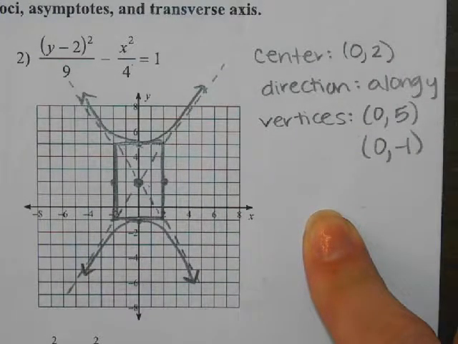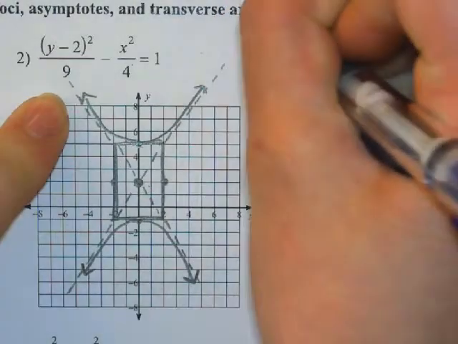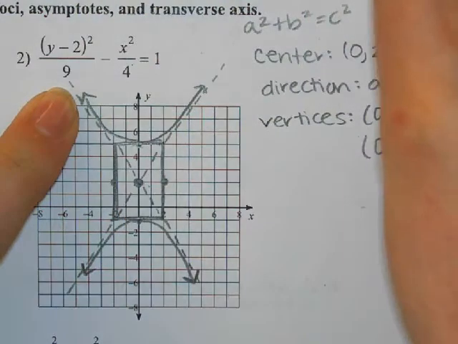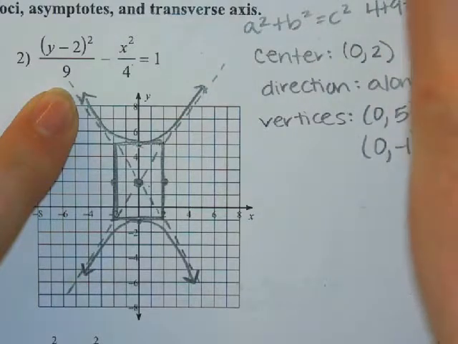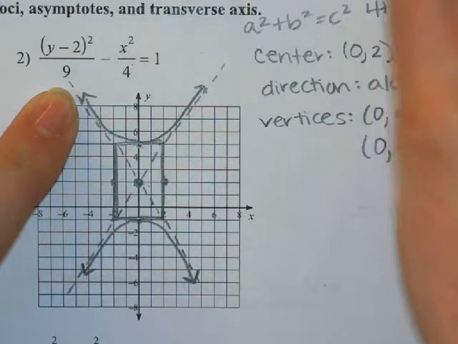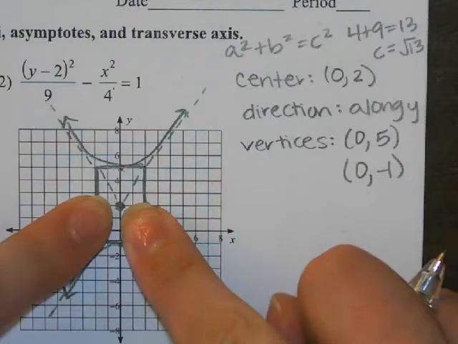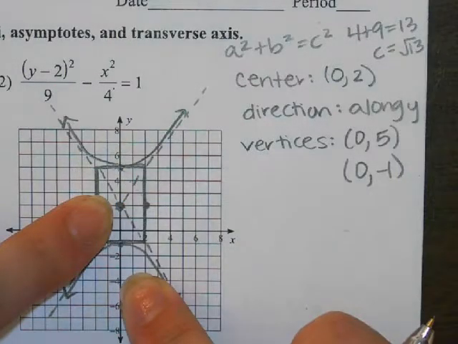All right, how do we find the foci? It's c squared equals a squared plus b squared. So we have 9. Well, the a squared is really 4. So we've got 4 plus 9 equals 13. So c equals square root of 13. Okay. So from the center, we're going to go up square root of 13 and down square root of 13.